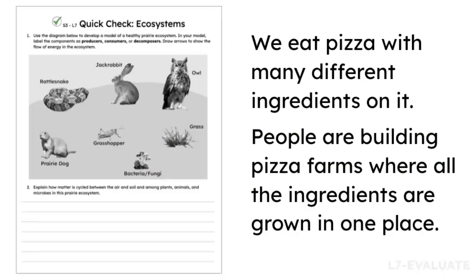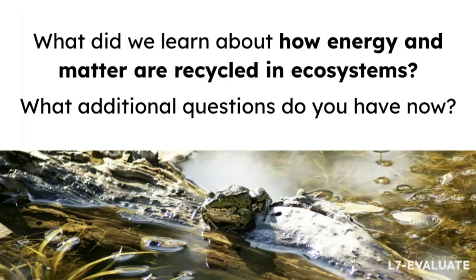For the Evaluate portion, you'll have students complete the Quick Check Ecosystems Student Journal page. To support student sense-making across the unit, orient them back to the driving question board. Ask, what did we learn about how energy and matter are recycled in ecosystems? And what additional questions do you have now?